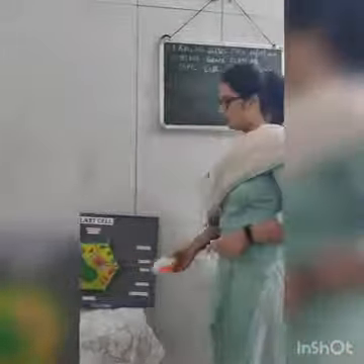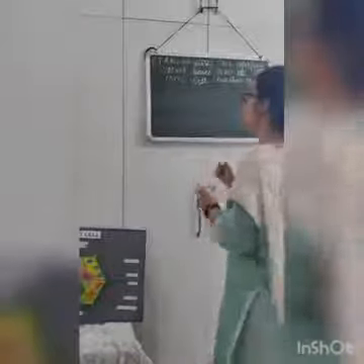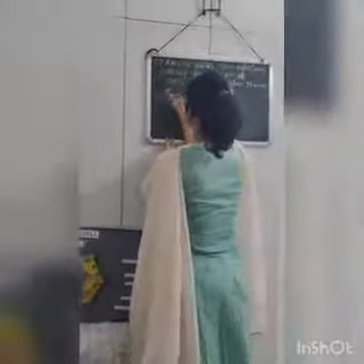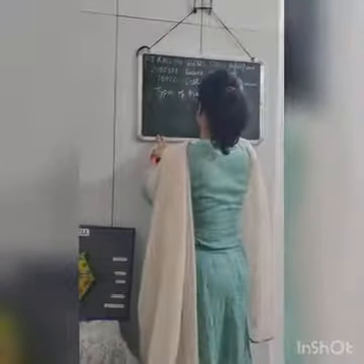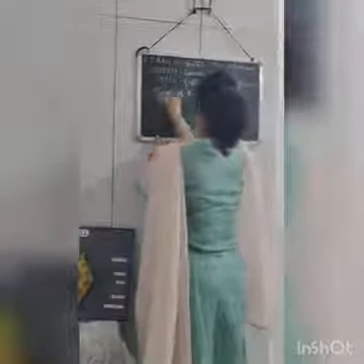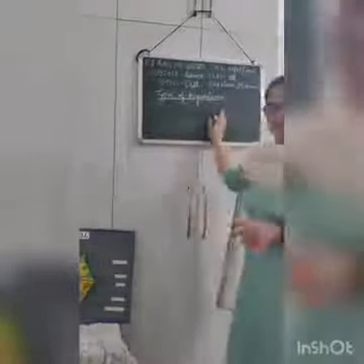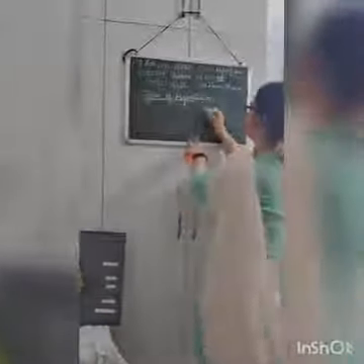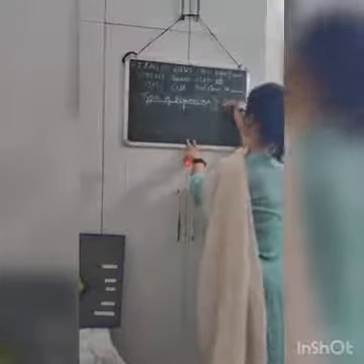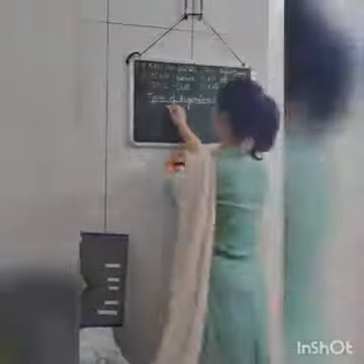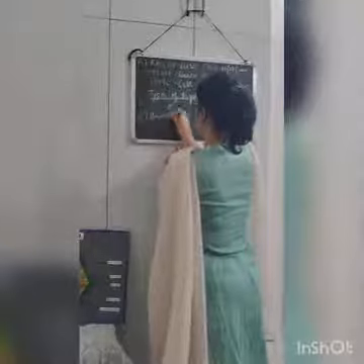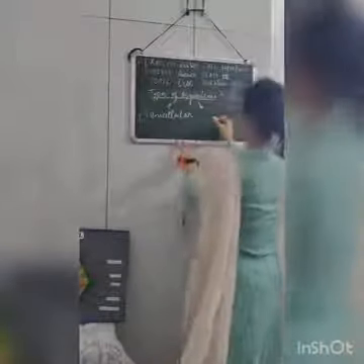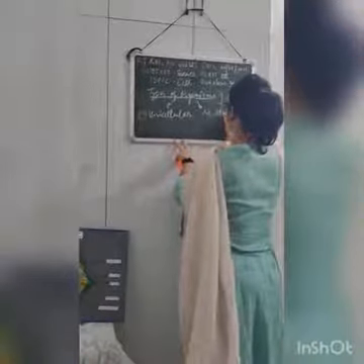Now we'll move forward to the third topic. Now we'll move further to the types of organisms. This categorization of organisms has been done on the basis of cells. So what are the types of organisms? We have two types of organisms. First is unicellular organisms, and the second one is multicellular organisms.